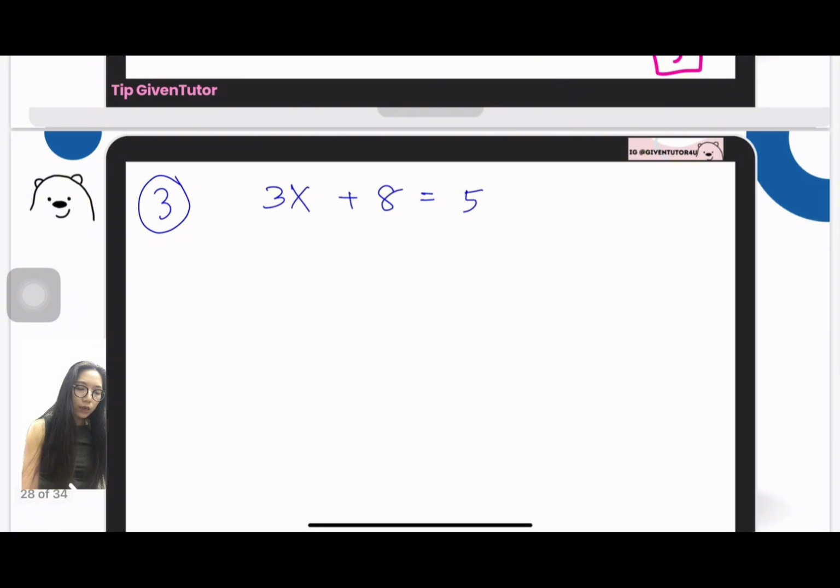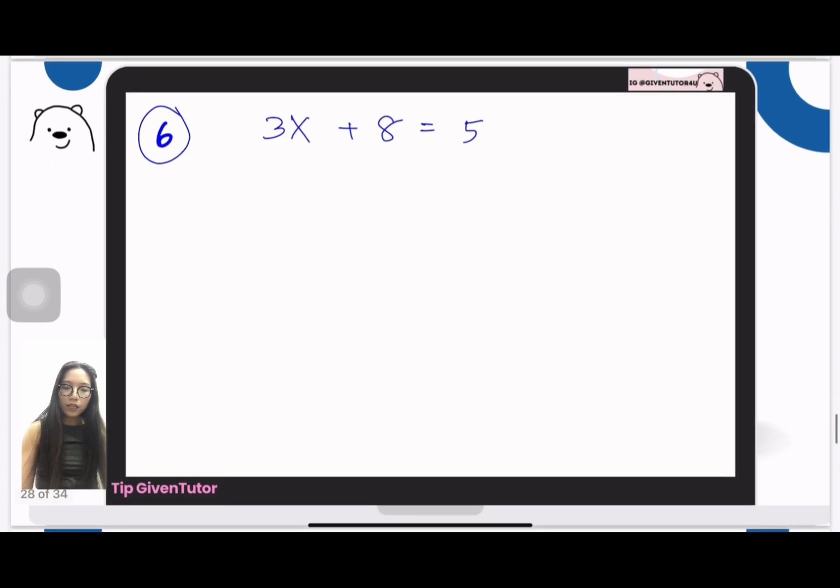So 6 on the 6, right? 3. Okay, 3x plus 8. Okay, this will be easy. So pause the video first and then write down the steps to see step by step. Okay, I will write down the steps again.